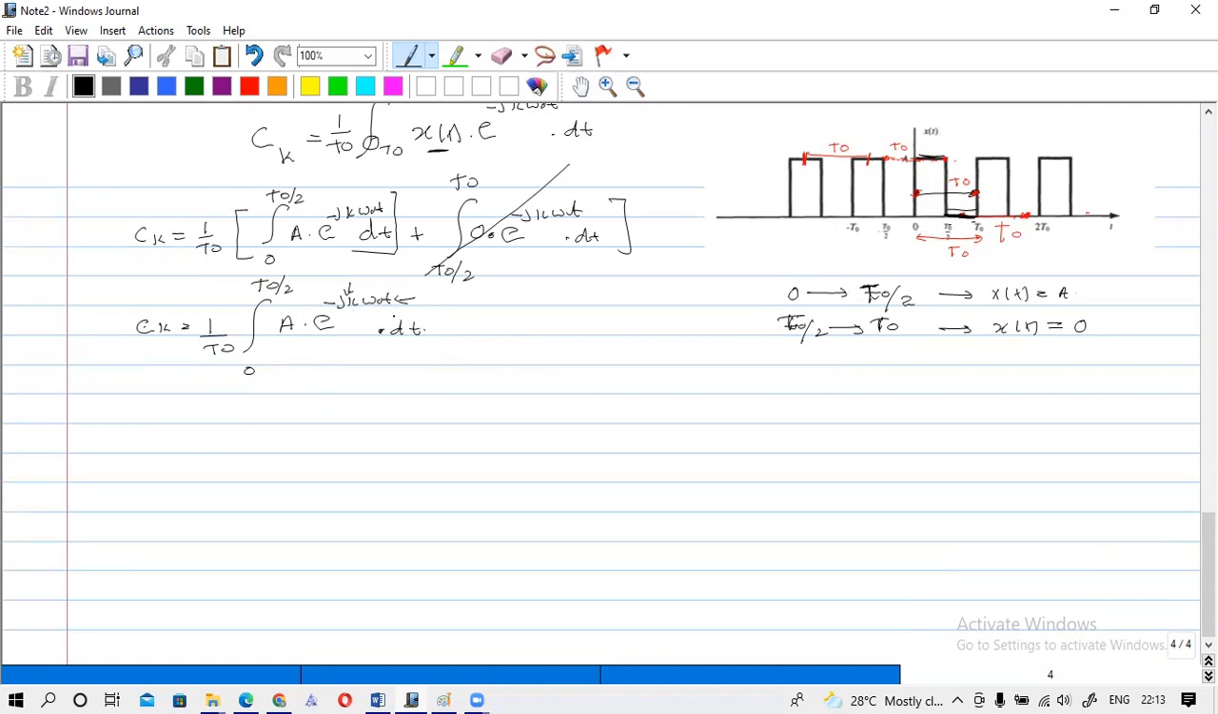I think you know this integration. If you integrate e to the power alpha t with respect to t, what is the answer? It is e to the power alpha t divided by alpha, where alpha is a constant. So e to the power alpha t integrated with respect to t gives e to the alpha t divided by alpha. Here also you will get the same result.